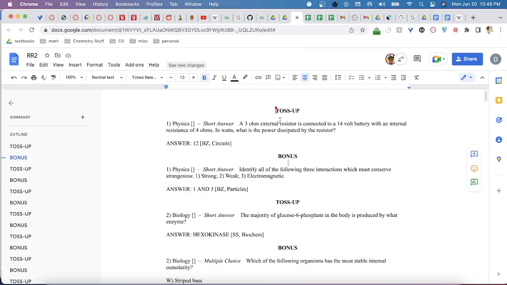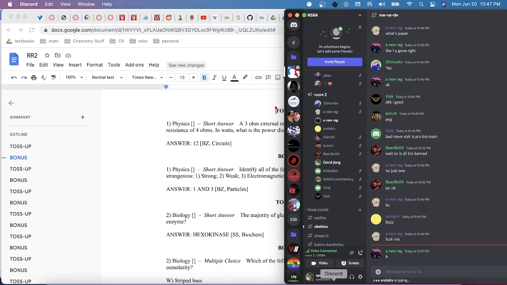Toss-up physics short answer. A 3 ohm external resistor is connected to a 14-volt battery with an internal resistance of 4 ohms. In watts, what is the power dissipated by the resistor? Anurag? 12. That is correct.